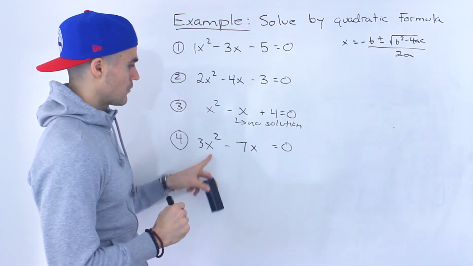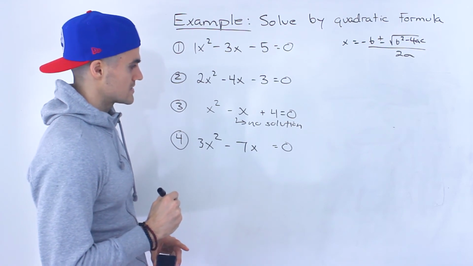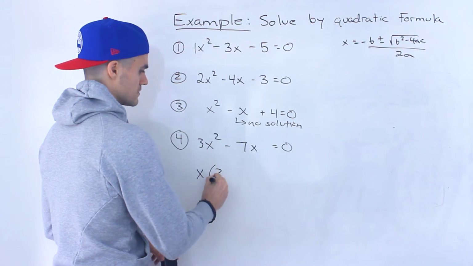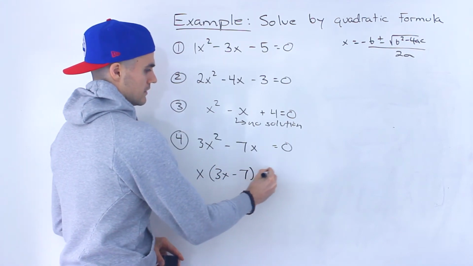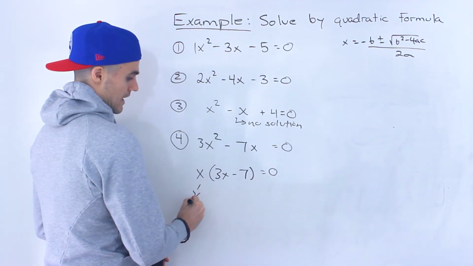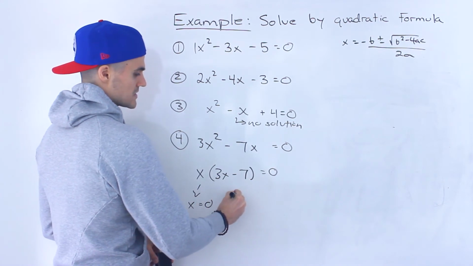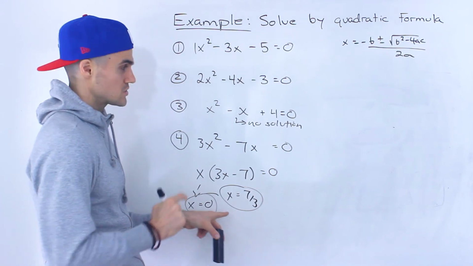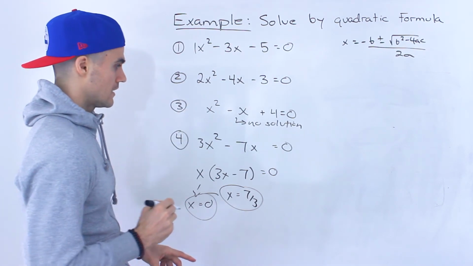And then finally, number 4, we've got 3x squared minus 7x equals 0. As I mentioned, one way you could do this is that it actually factors, and so x equals 0, or x can be 7 over 3. Those are actually the two solutions. But let's try to get these two solutions with the quadratic formula as well.